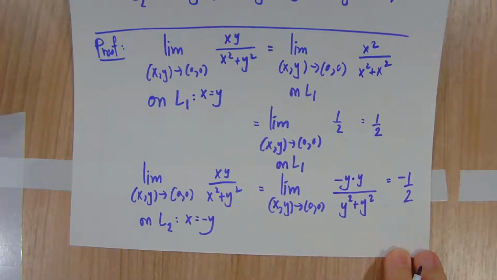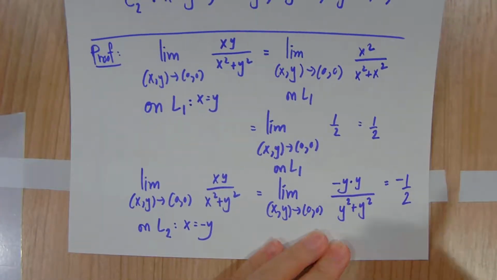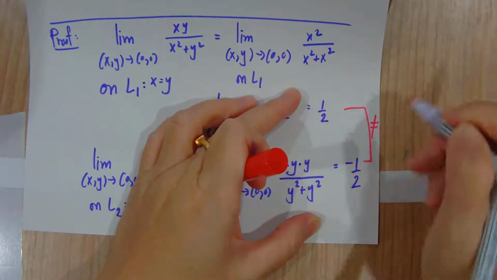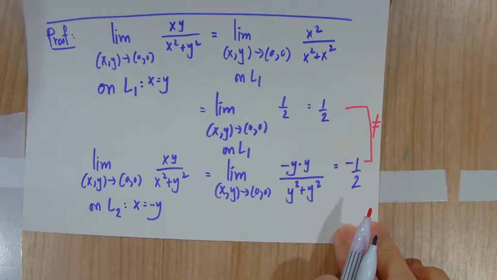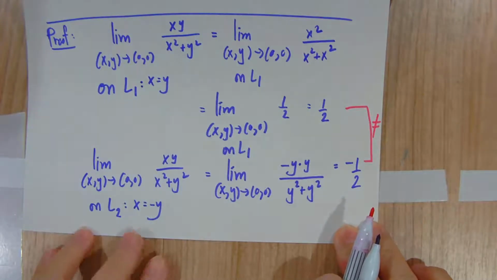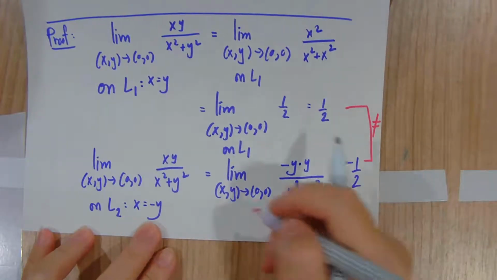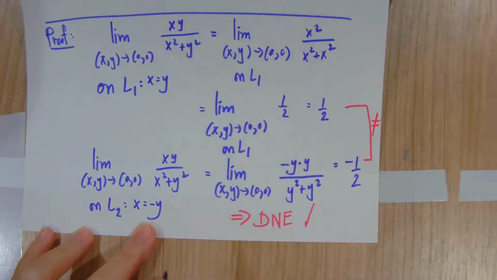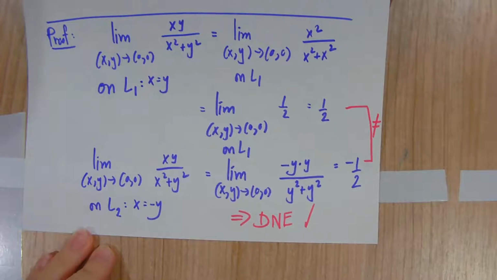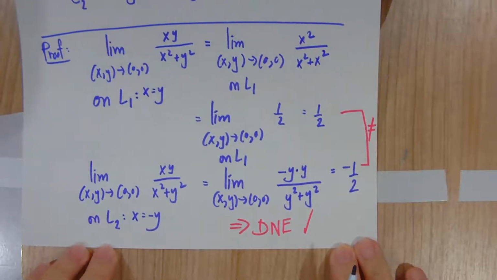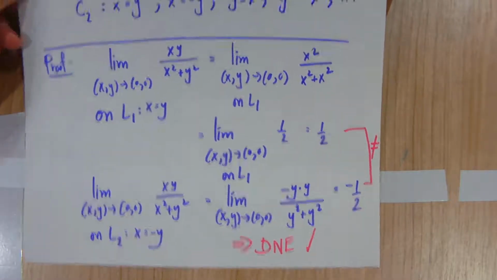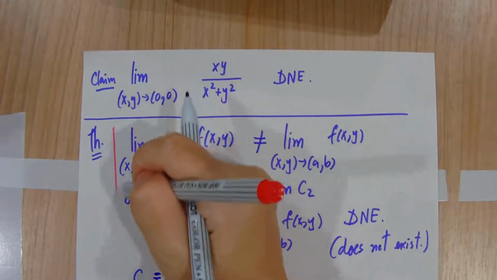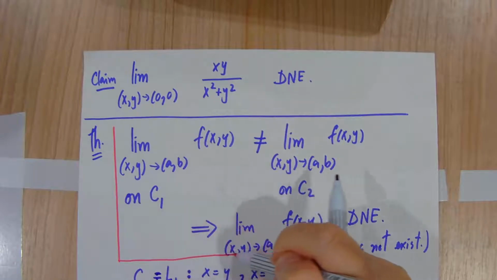Well, we found that both limits, L1 and L2, on the curves are not equal. So then we can conclude that this limit does not exist. So just the main ideas of how to show it. This is the theorem that you should use to prove it.